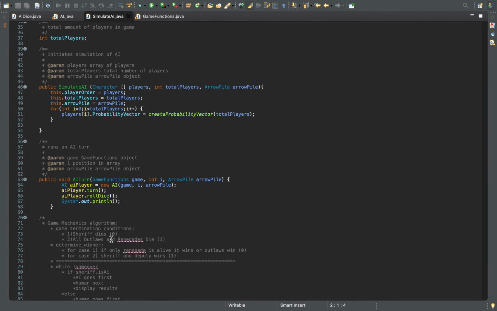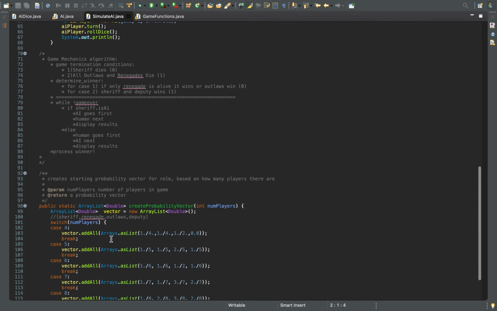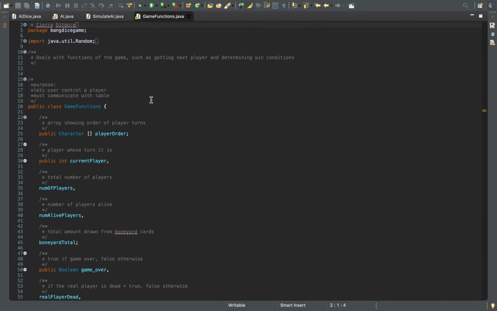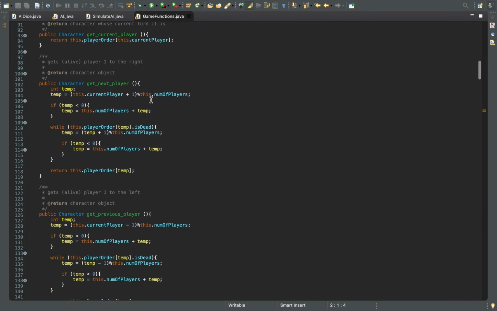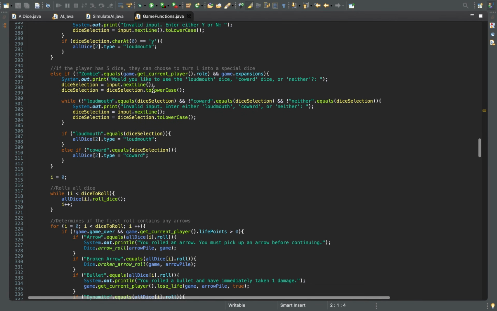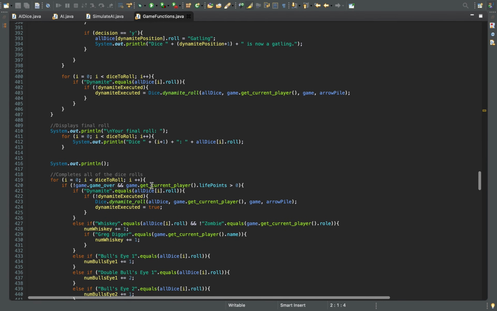And the simulate AI class is the class that instantiates these AIs over here. This simulate AI is a driver class, and is a class that helps integrate the AI class with the character classes or the user control classes in the main function of the game functions class.